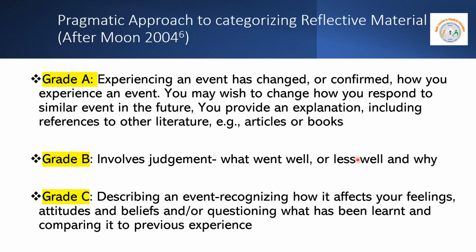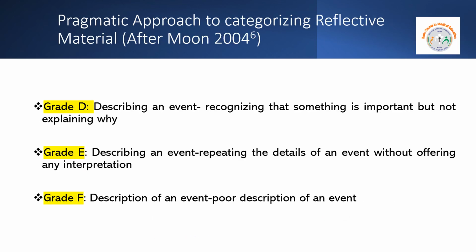Okay, but in future, what are the things that I will do, that is not mentioned. In the grade A, also the reference to other literature, articles or books, if it is mentioned, then it is much more good. So grade C is describing an event, recognizing how it affects your feelings, attitude or beliefs, or questioning what has been learned and comparing with the previous experience.